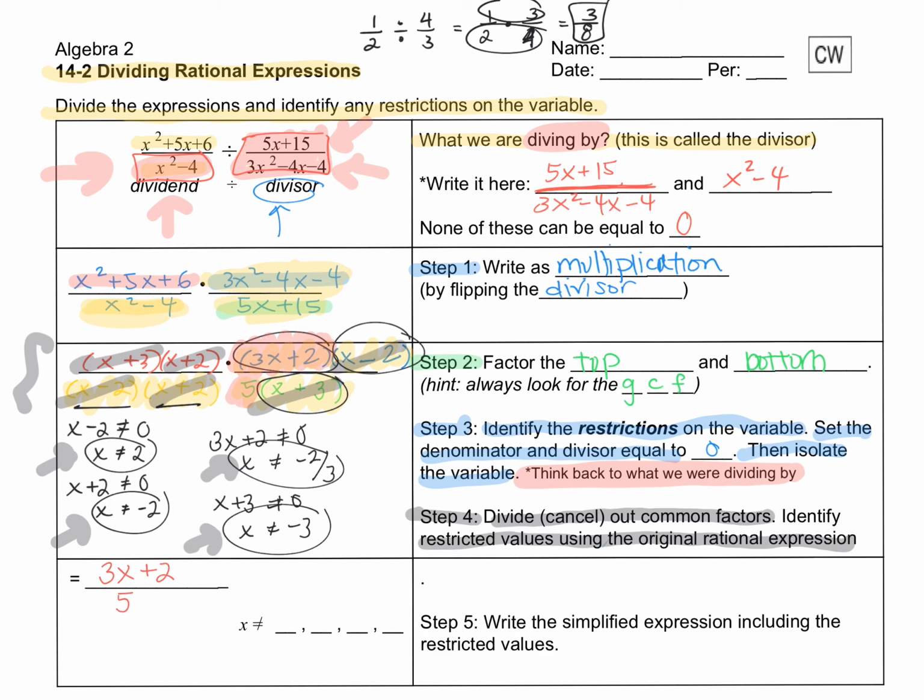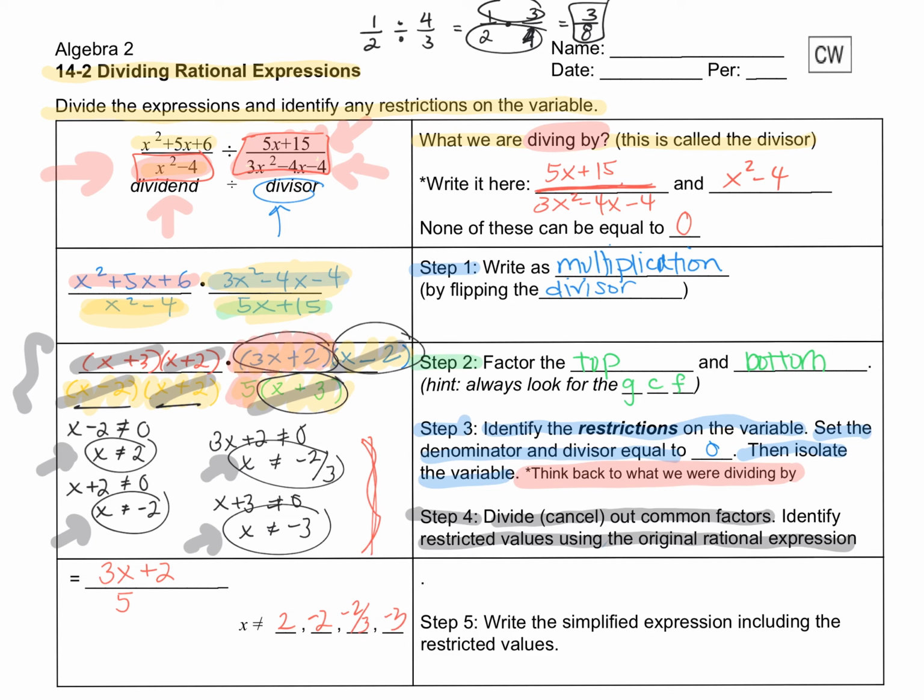And then I also want to keep track of what are all the things that I saw earlier that are restricted, the things that x can't equal because we can't be dividing by 0. So that's where we're going to look back at all of the work that we did here. So x cannot equal 2, negative 2, negative 2 over 3, and negative 3. So you always need to go back and find those restricted values.